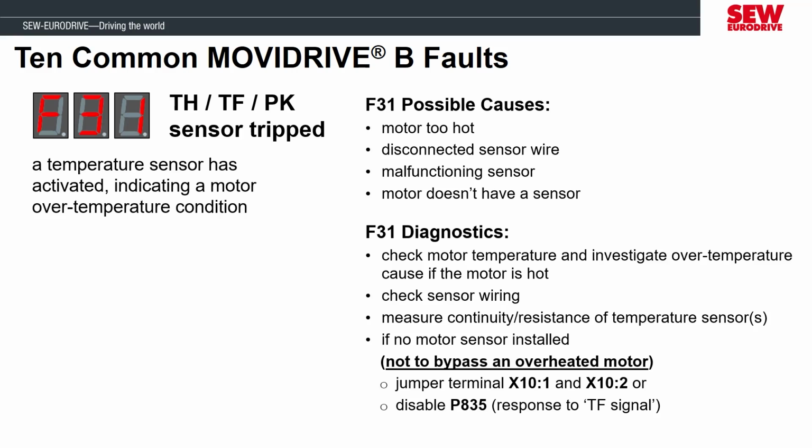If you don't have a temperature sensor in the motor, then you can use a jumper wire on the MOVIDRIVE terminals, or you can disable the parameter to switch this feature off. However, do not do this to bypass an overheated motor.